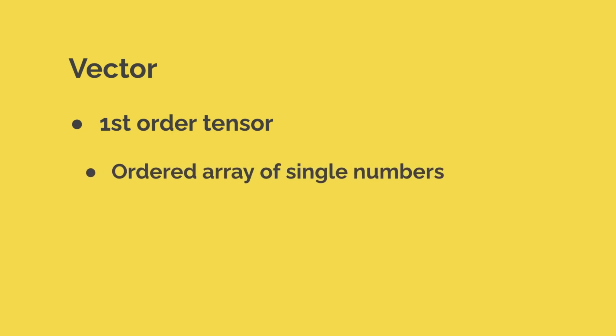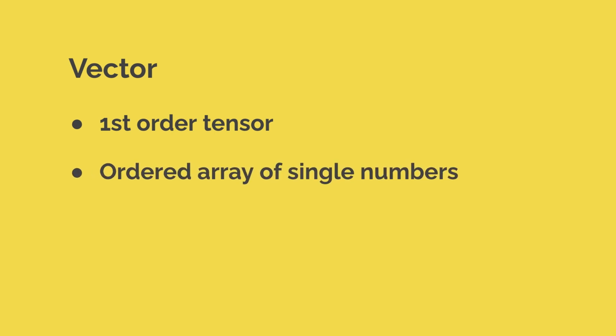Next up, we need to know what is a vector. A vector is one step up from a scalar. A vector is a first order tensor. That means it's an ordered array of single numbers, kind of like a list. One example is an array containing the numbers 1, 2, 3. That is known as a vector.